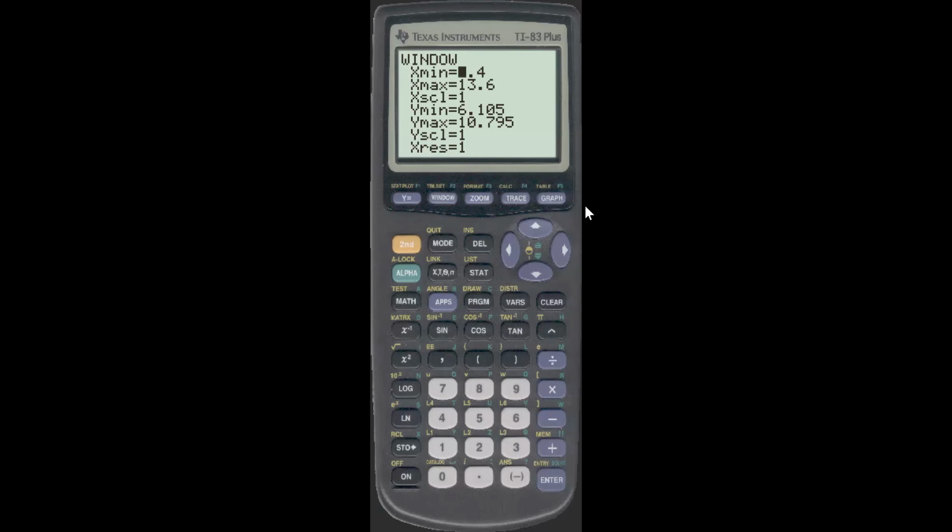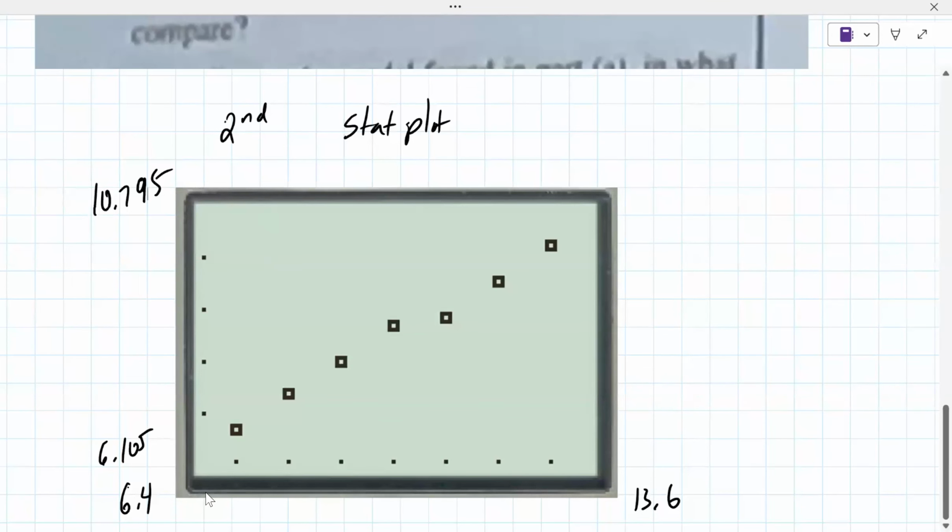All right. And so what you want to do is get something down on your paper like this.